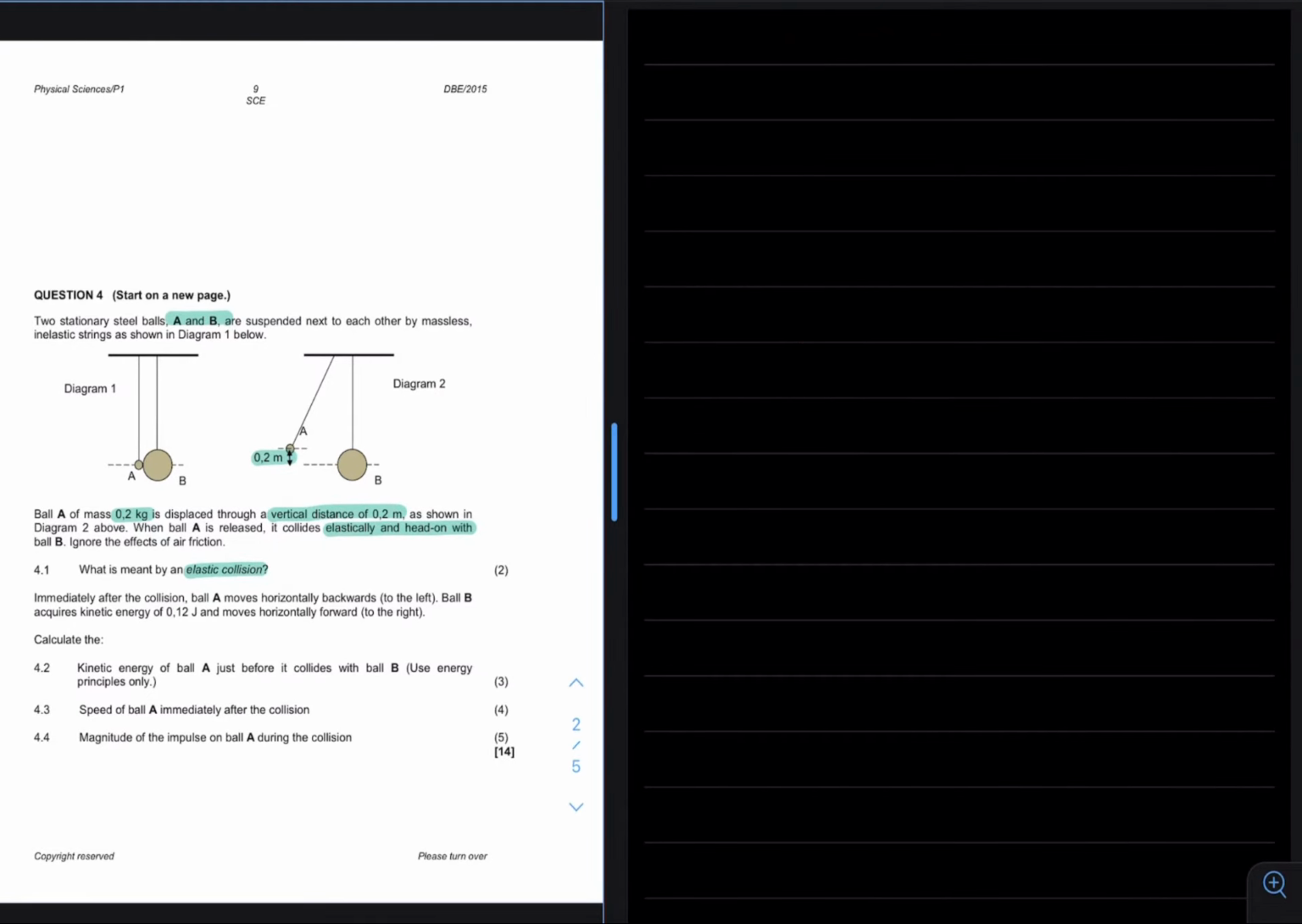Immediately after the collision, ball A moves horizontally backwards to the left. Ball B acquires a kinetic energy of 0.12 joules and moves horizontally forward to the right.